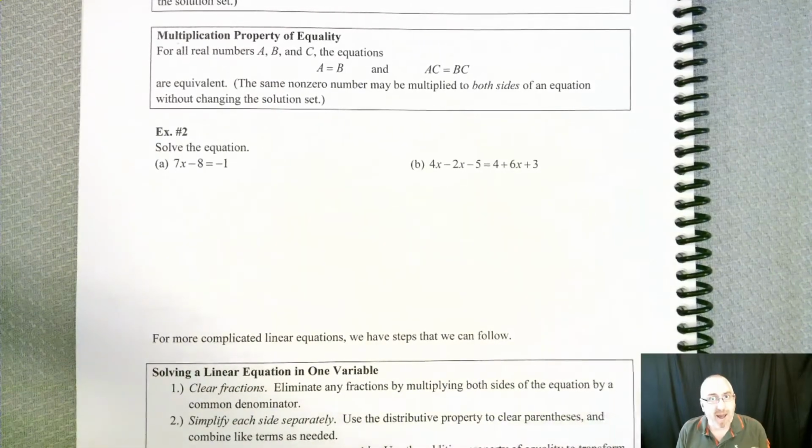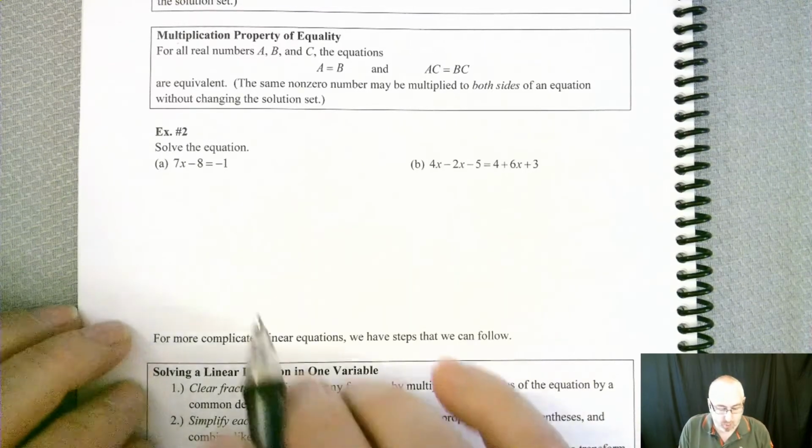Well, it's a little backwards from the order of operations. Order of operations, we do parentheses, exponents, multiplication, division, addition, subtraction. Well, when we're solving, it's almost reversed. We want to take care of things that are added and subtracted first, and then what's multiplied and divided last, or well, next in the list. So let's see how that works.